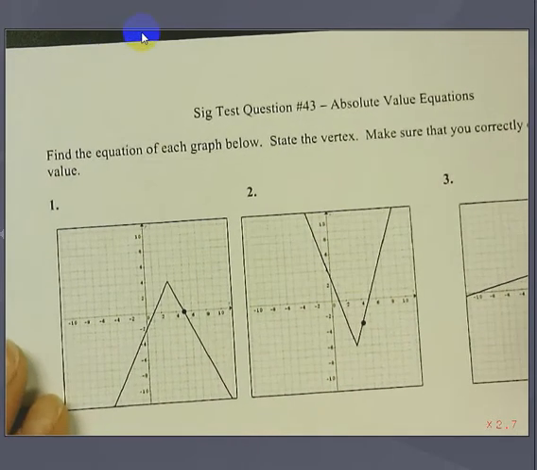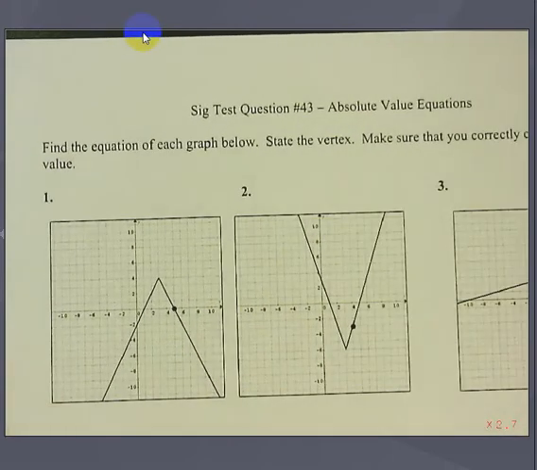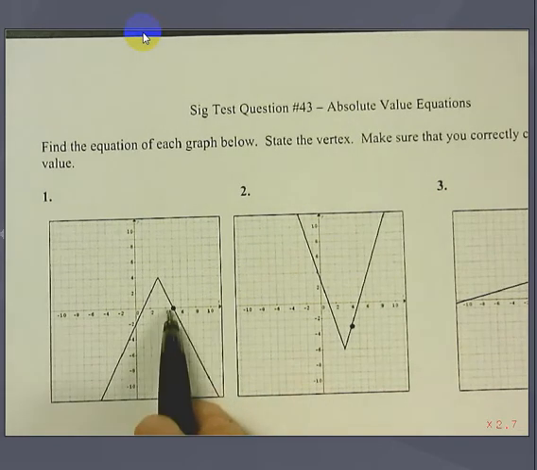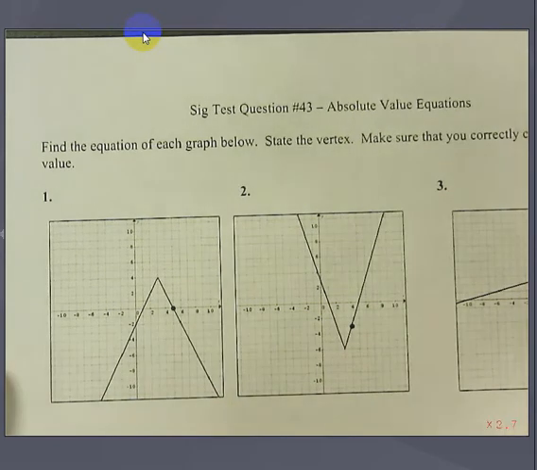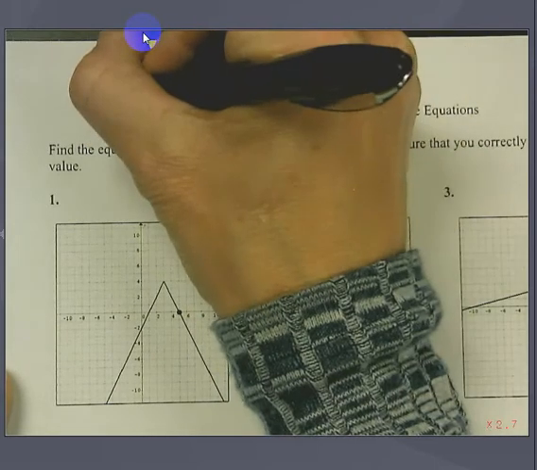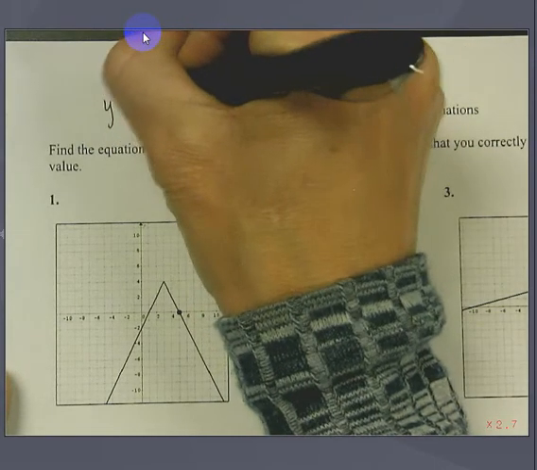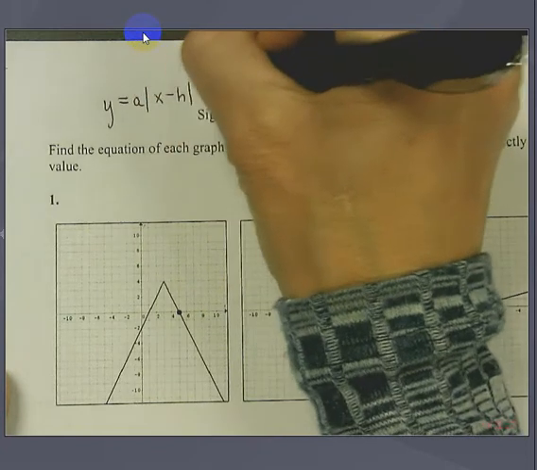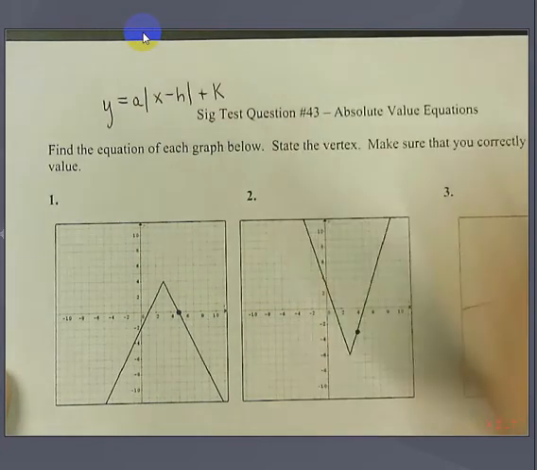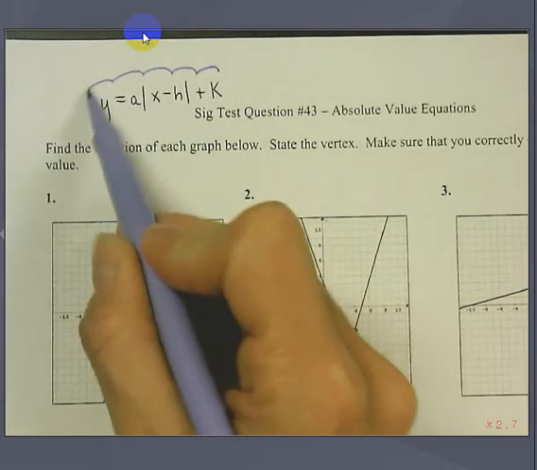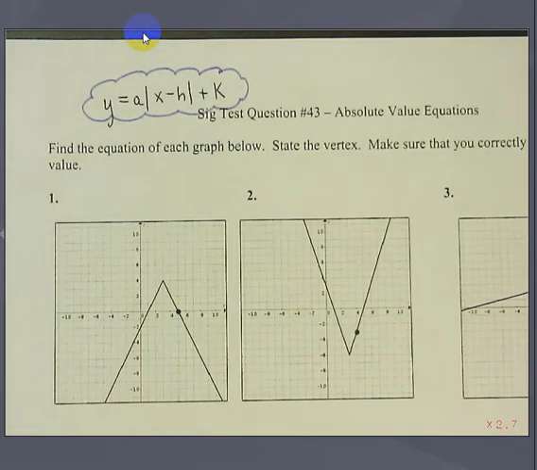All right, our last SIG test topic, topic 43, absolute value equations. First, we want to be able to write the equation of an absolute value. The general form we need to know is y equals a times the absolute value of x minus h, plus k. If you notice, this looks very similar to our graphing form of a parabola, just with absolute values instead of the squared.